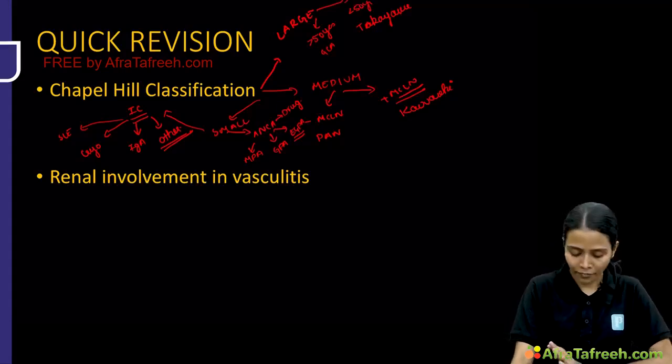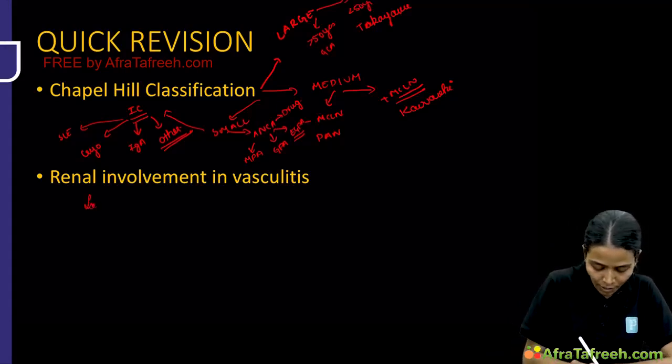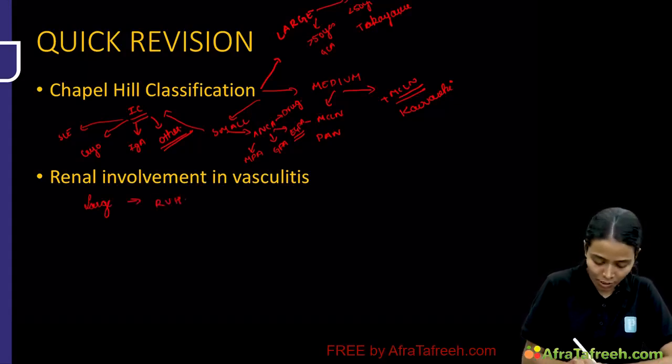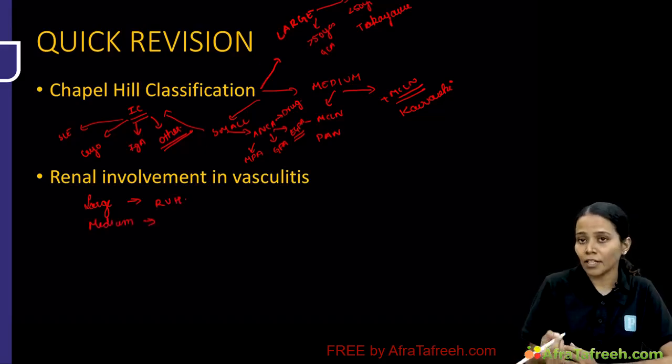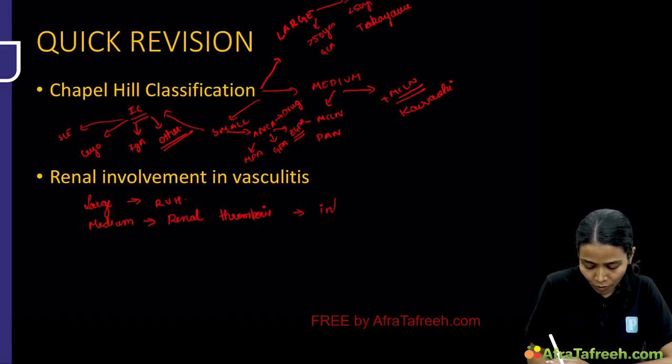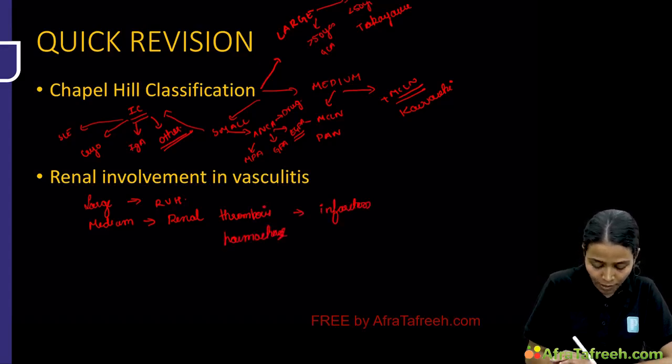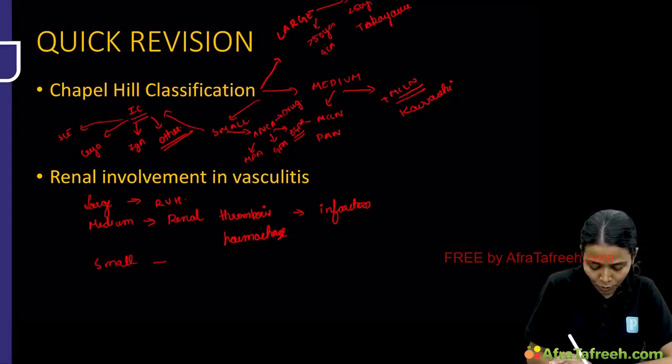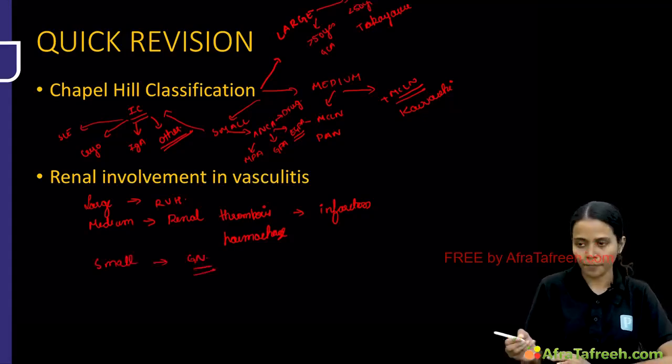Now renal involvement in vasculitis. We know that if it is large vessel vasculitis, then the involvement is going to cause renal vascular hypertension. If it is medium vessel vasculitis, because the blood vessels like arcuate and interlobar arteries are going to be involved, you are going to be seeing renal thrombosis, which can lead to renal infarction, or you can also see renal hemorrhage. Okay, so these are the findings that you are going to see. In small vessel vasculitis, what you are going to see is there is going to be glomerulonephritis.